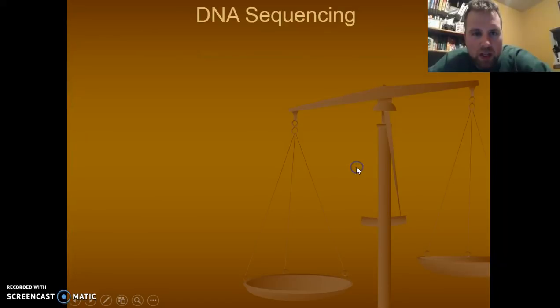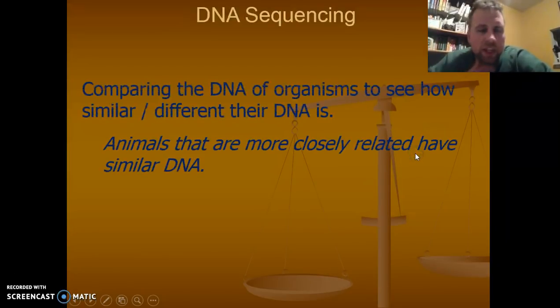Okay. All right, next one is called DNA sequencing. So DNA sequencing is when we compare the DNA of organisms to see how similar or different their DNA is. The idea is that if you have DNA that is more similar in the A's, T's, C's, and G's, that represents more closely related species because we had a common ancestor. So animals that are more closely related have similar DNA. Let's write this in our notes.